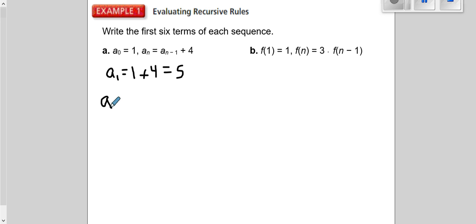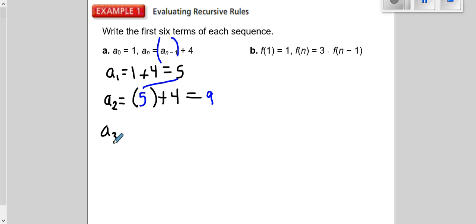A sub 2 is the previous term, a sub n minus 1, so that'll be the 5 plus 4. So a sub n minus 1 represents the previous term, so you have to take the term right before the one you're working on and put it in here. So we get 9. And we want to find 6 terms, so a sub 3, a sub 4, a sub 5, and a sub 6.